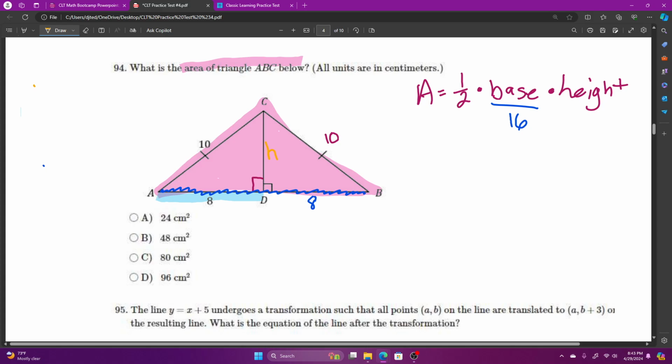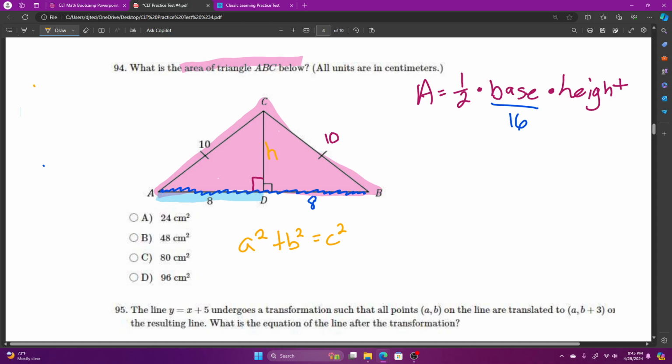So we have Pythagorean theorem. I'm going to zoom in just on half of my triangle. Okay, Pythagorean theorem says A squared plus B squared equals C squared, where C is the hypotenuse.